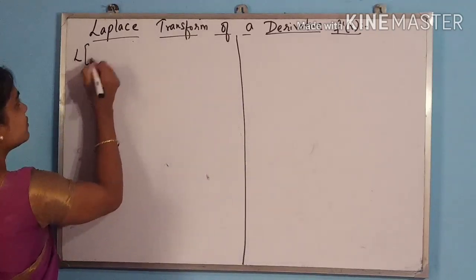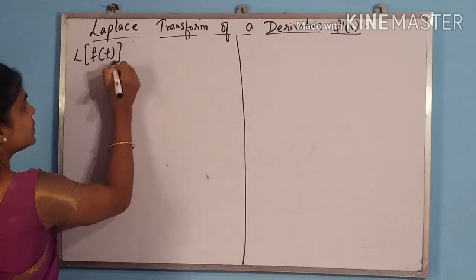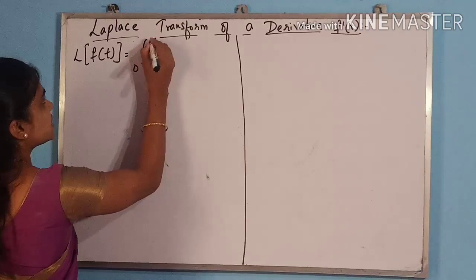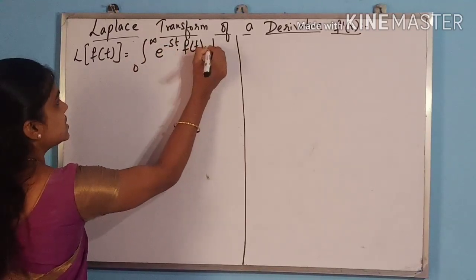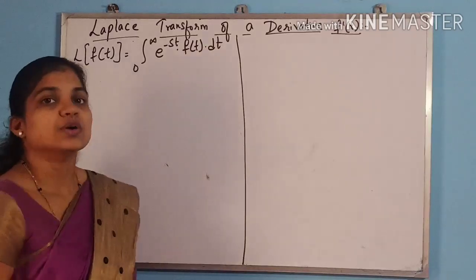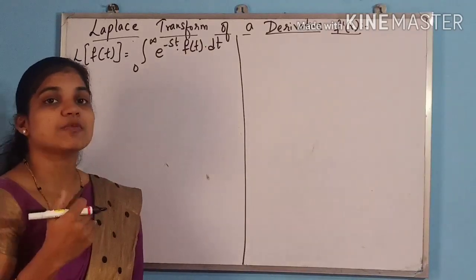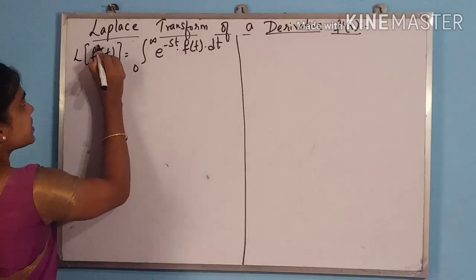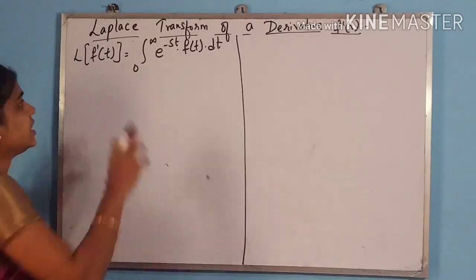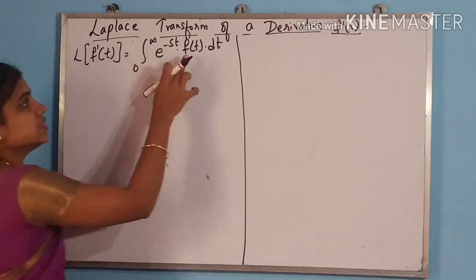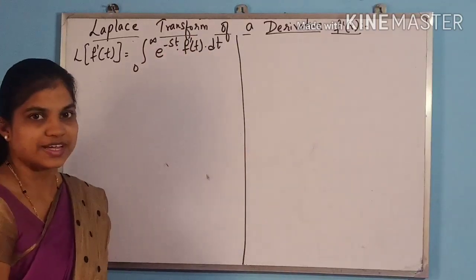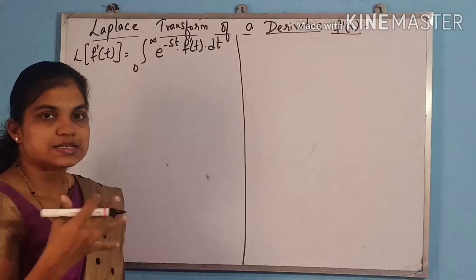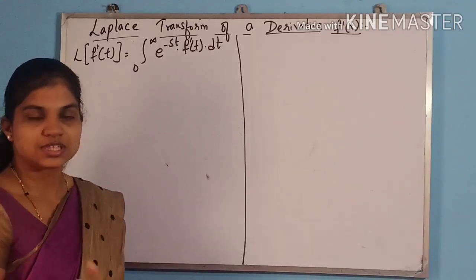Laplace transform of f of t is equal to integral from 0 to infinity of e raised to minus st f of t dt. And since we are taking the Laplace transform of a derivative, I can just write it as f prime of t, and if this is f prime of t, this also will be f prime of t, right? Okay, so let's begin with the solution.